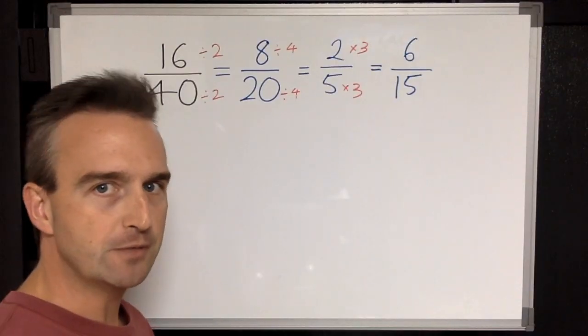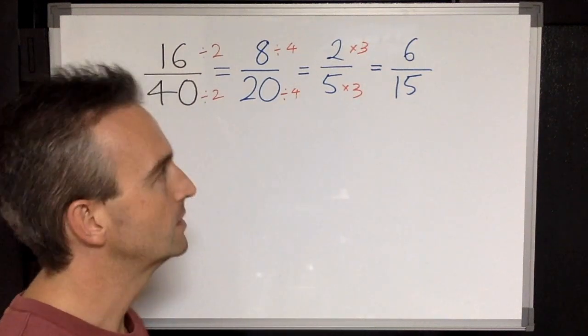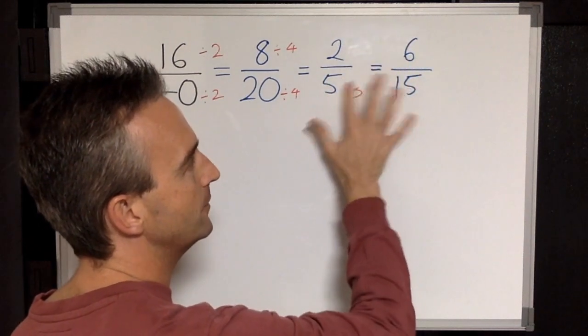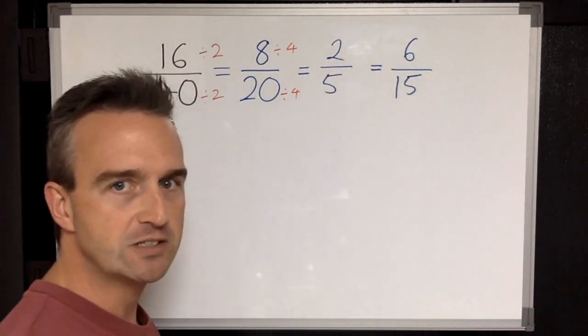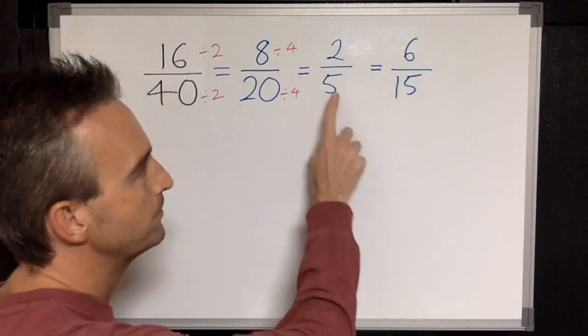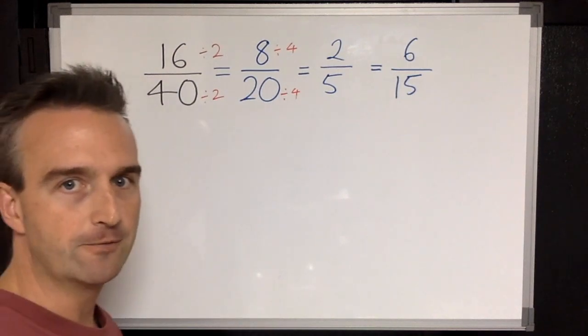So what about simplifying fractions? Which of these do you think is the simplest? Well, the answer is this one here. 2/5. 2 and 5 have actually no common factors. Nothing more can be cancelled. 2/5 here is the most simplified fraction of 16/40.